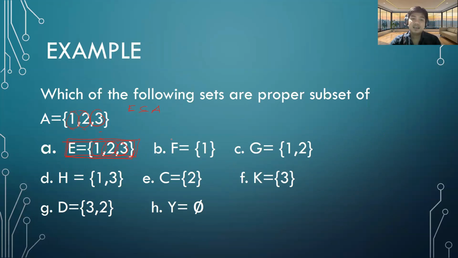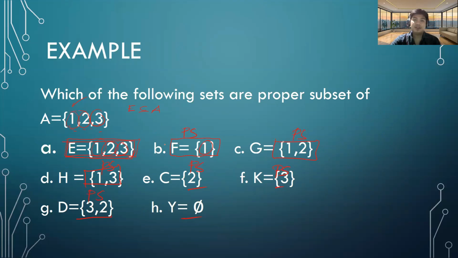So we have set F. Dito sa set F, nandoon yung 1. So ibig sabihin, this is a proper subset. Dito rin sa 1 and 2, nandoon yung 1 and 2, so proper subset. So 1 and 3, nandoon din, proper subset. Si 2, nandoon din, proper subset. Si 3, nandoon din, proper subset. Si 3 and 2, nandoon din, proper subset. And we have null set. So null set is not a proper subset kasi wala namang laman, wala namang equal.